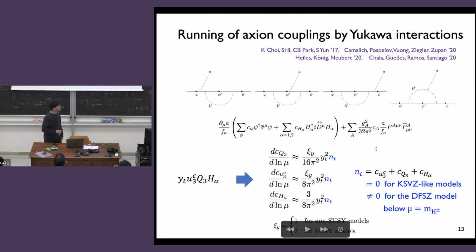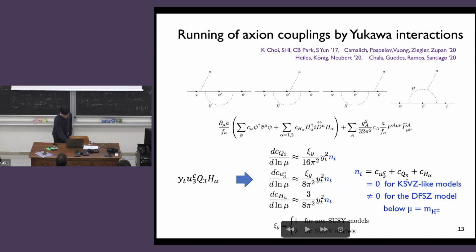Okay, now let me discuss this. At leading order, at one loop order, axion couplings can be renormalized by Yukawa interactions. And the dominant contribution comes from the top Yukawa coupling. Then axion couplings to the third generation quarks and the up-type Higgs are renormalized by these RG equations. And here we parameterize this RG coefficient by the N_t parameter. The N_t parameter is defined as the sum of the axion couplings to the involved fields.